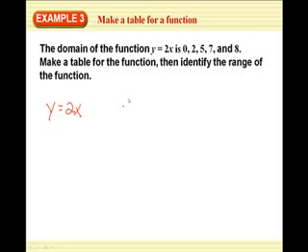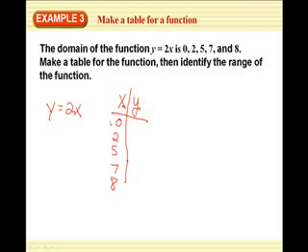The domain of the function, and in this case we have x's and y's. I like to make my tables, and it's total preference, going up and down like this. I don't like to put them across. So in this case it says the domain of the function is 0, 2, 5, 7, and 8. I always give the domain x. They're telling me what x is.